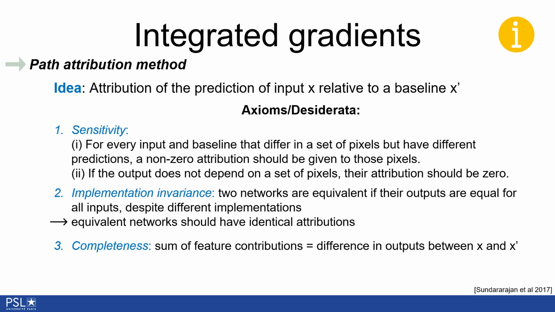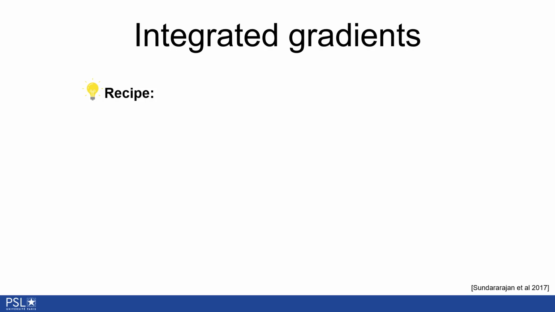This axiom is directly related to the central axiom of Shapley values and SHAP. Starting from the observation that most gradient-only methods break at least one of the previous axioms, Sundararajan and colleagues designed a new method which they called integrated gradients. Integrated gradients compute attributions, or equivalently saliency maps, by following three steps.